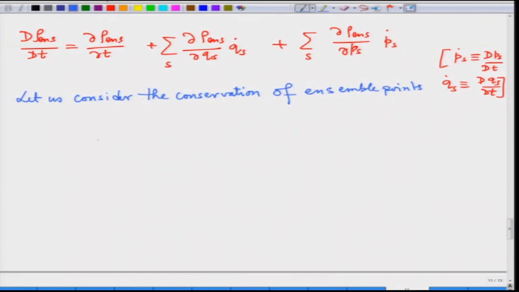What is the meaning of that? If you take any arbitrary volume element, let us say an arbitrary volume V like this, then the rate of change of the number of ensemble points in the test volume V will be equal to the flux rate of the particles through the boundary surfaces enclosing the volume. That is something you all know from basic hydrodynamics: when a fluid has no source or sink inside the volume, the rate of change of the mass of the fluid inside will be exactly equal to the flux rate of the fluid through the surfaces.